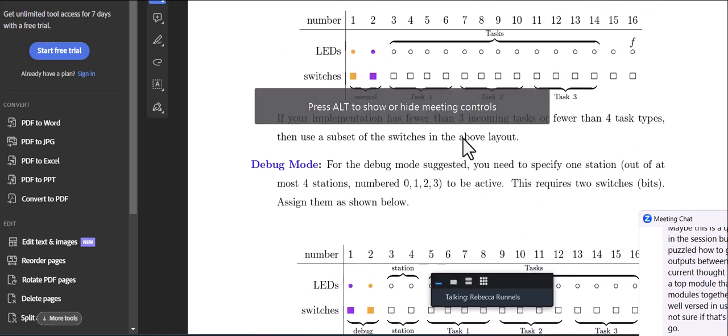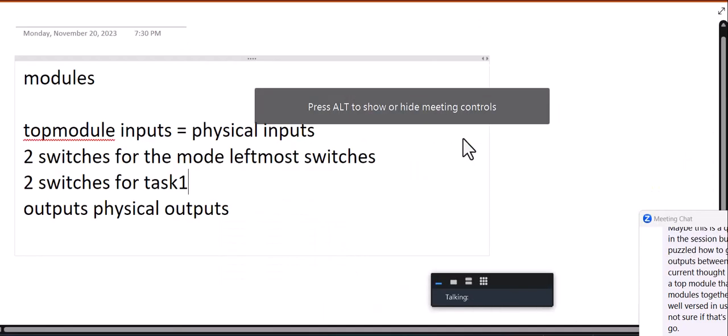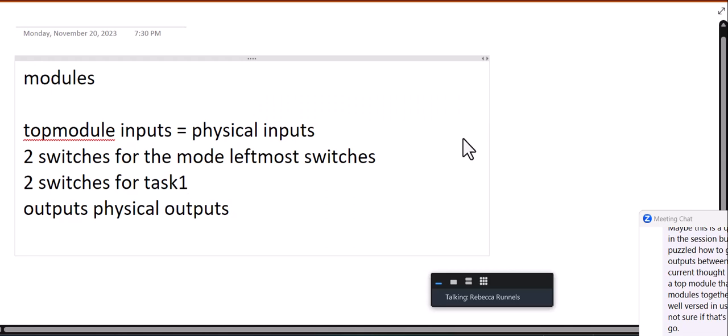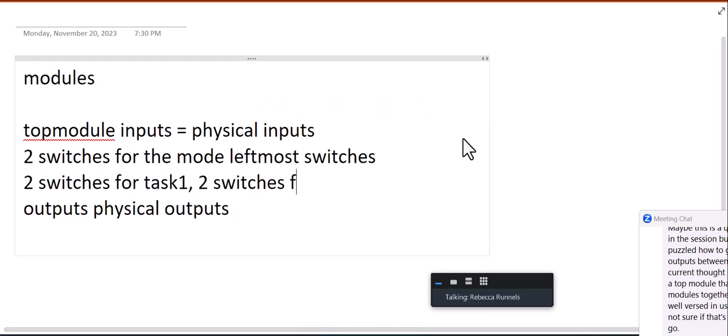And then, 2 switches for task 1, 2 switches for task 2. I know I still haven't gotten your answer about the wire, but I'm getting there. 2 switches for task 2, right. And then if you do the bonus, you'll have more.